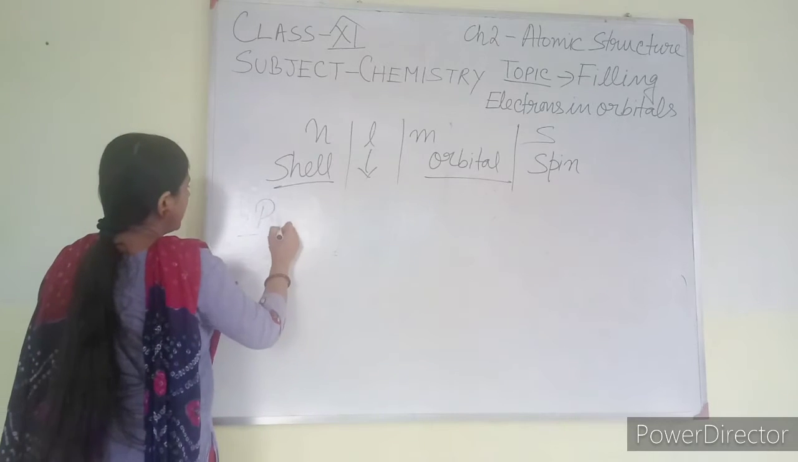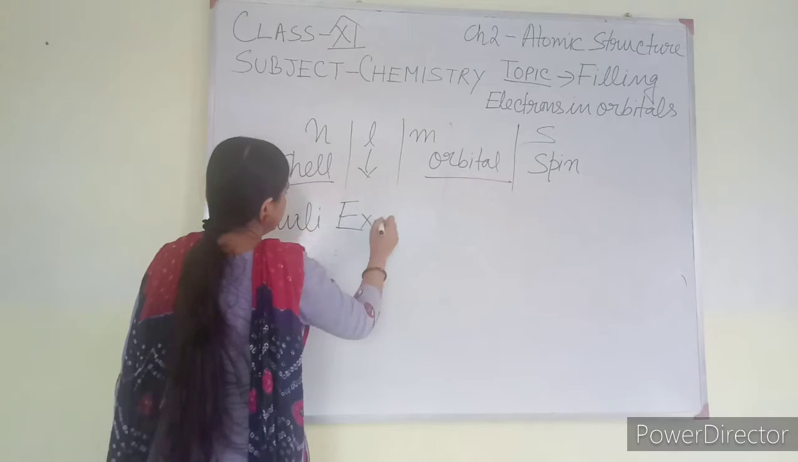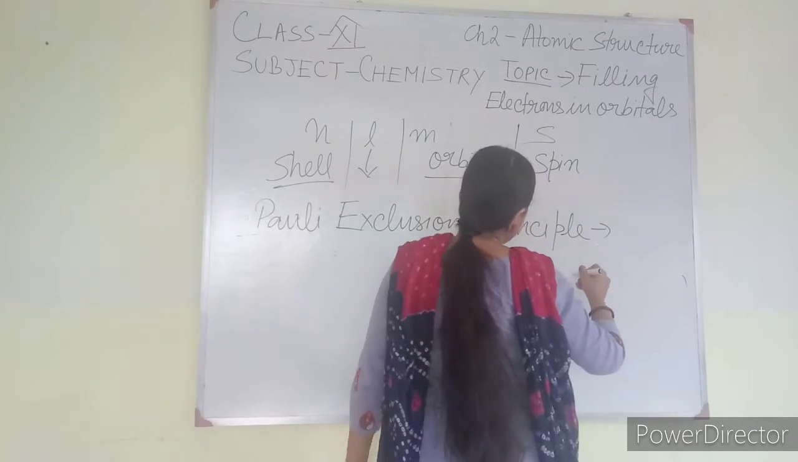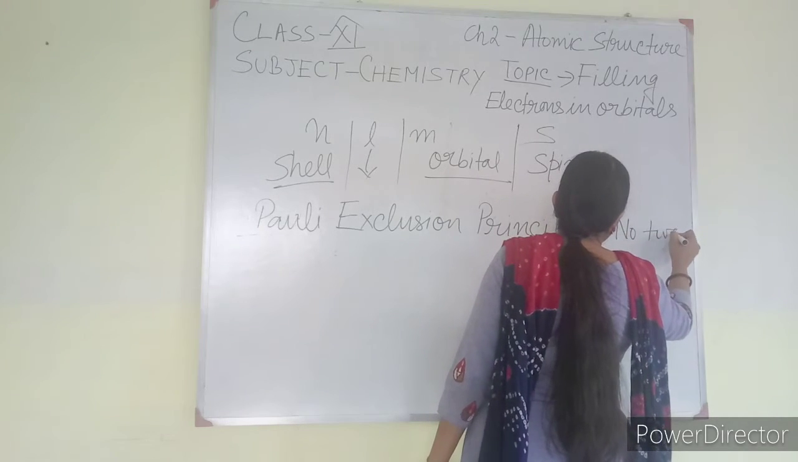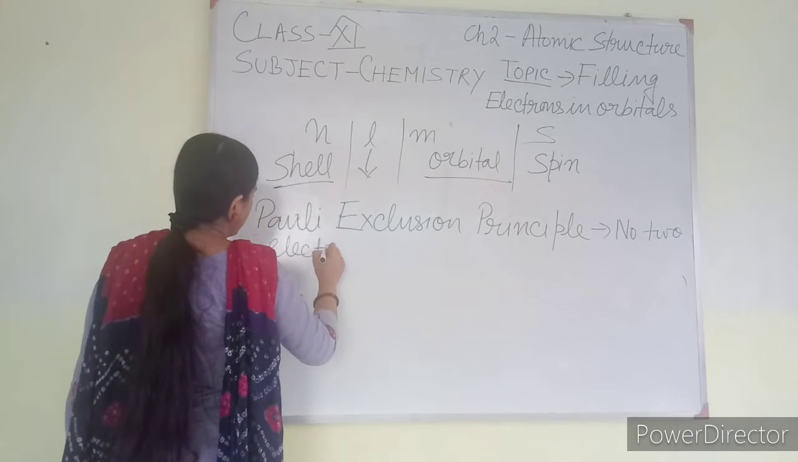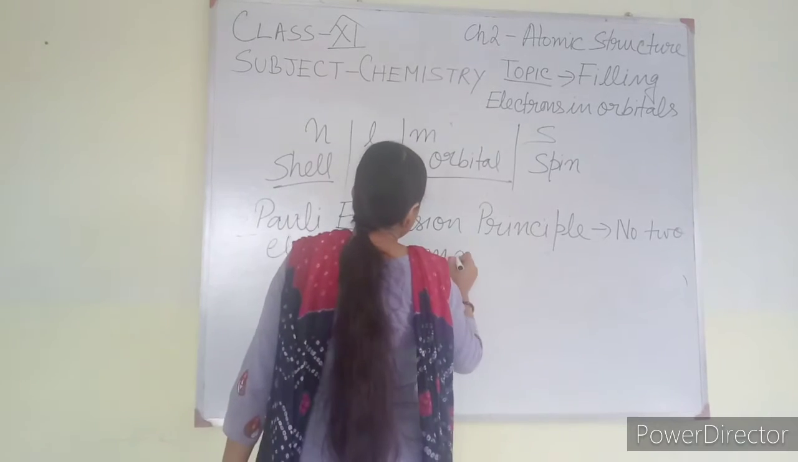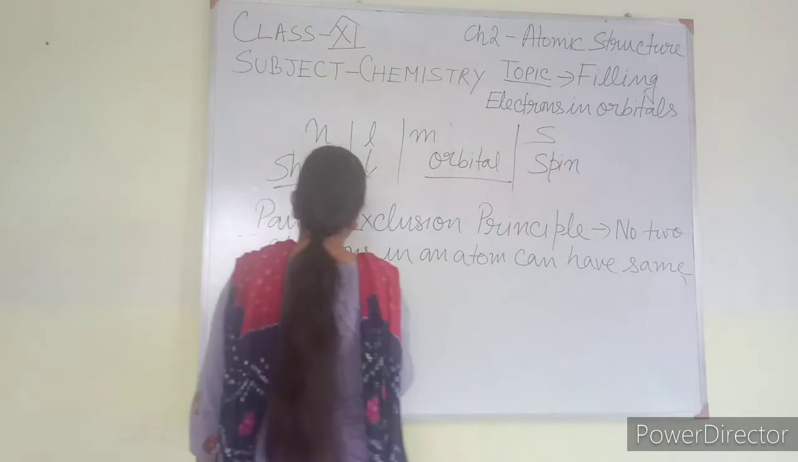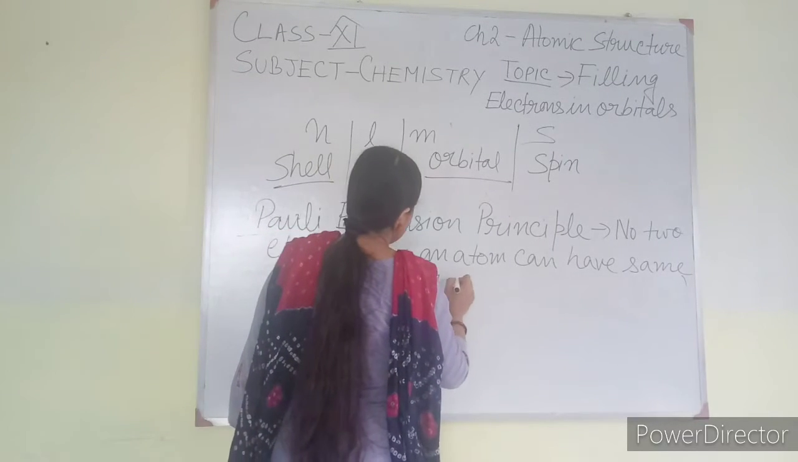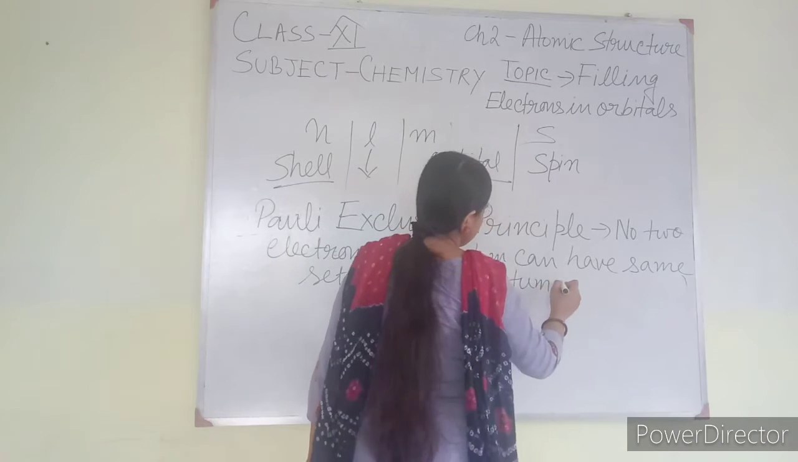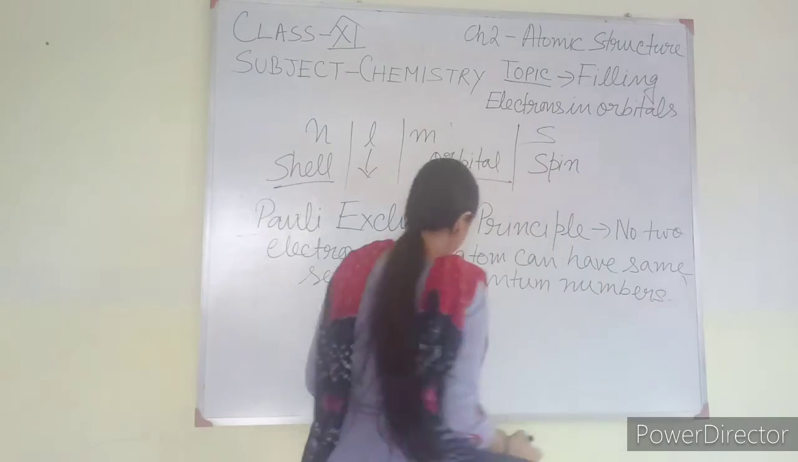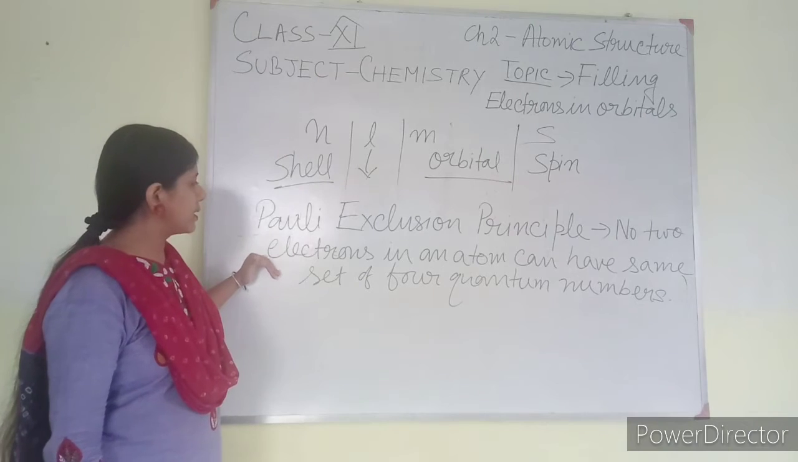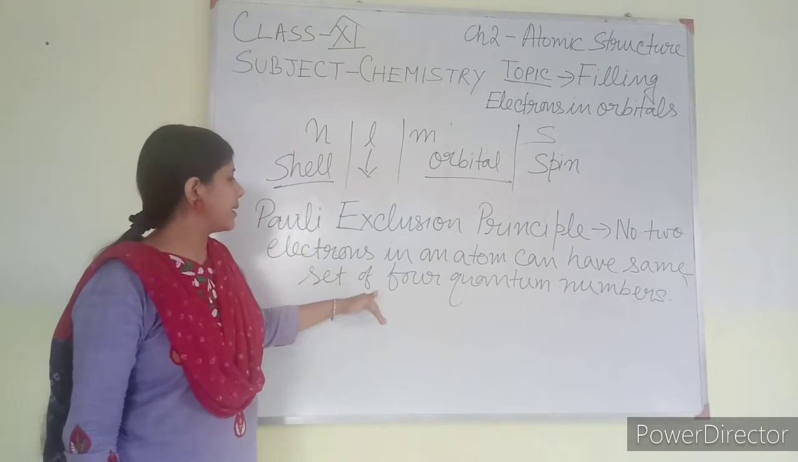Pauli's exclusion principle states that no two electrons in an atom can have the same set of 4 quantum numbers.